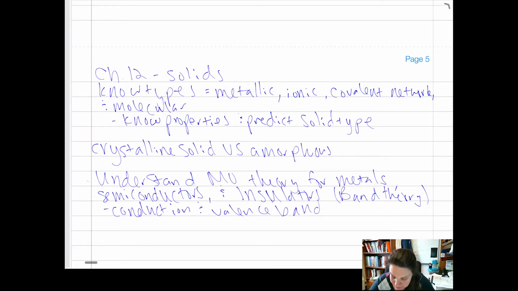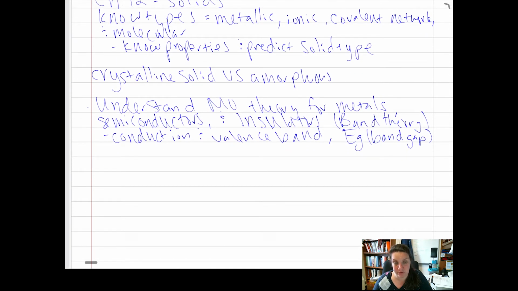And then your band gap. EG is band gap. So know your band gap and how it forms, and how that is related to the conductivity of the solid. You need to understand the electron sea model for a metal.